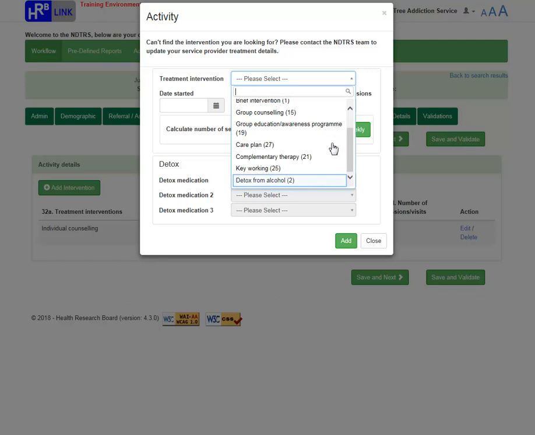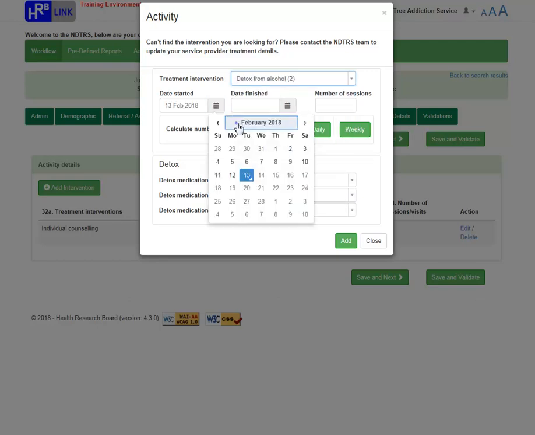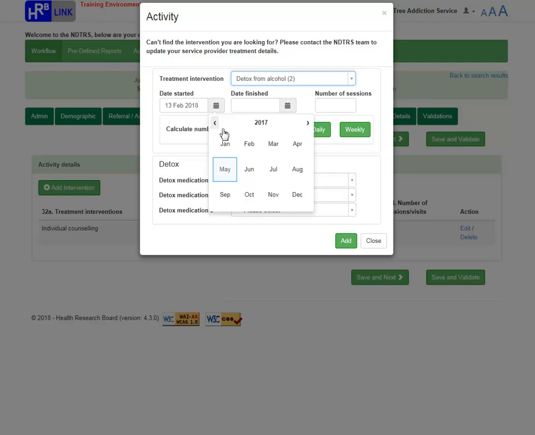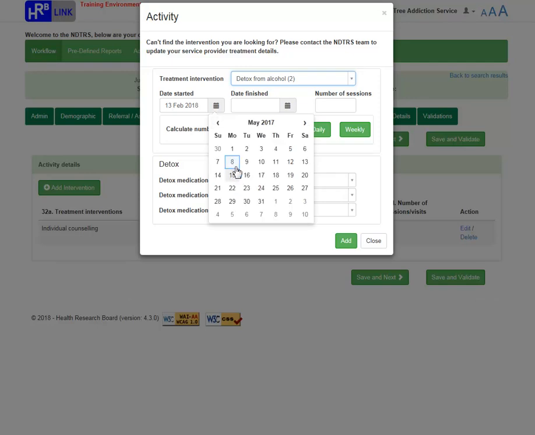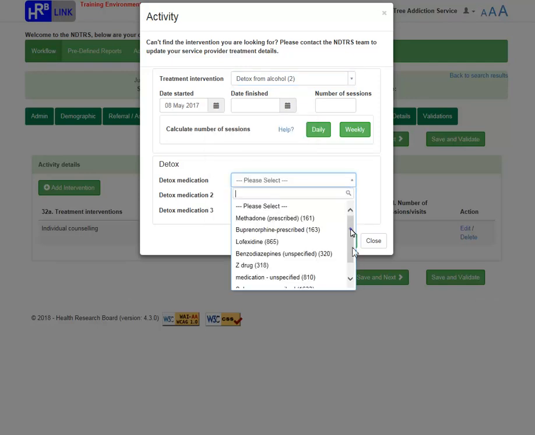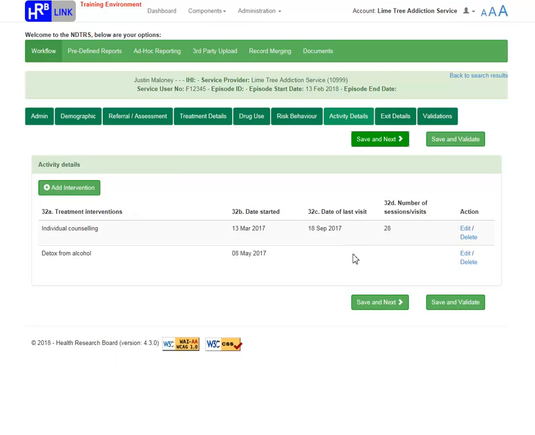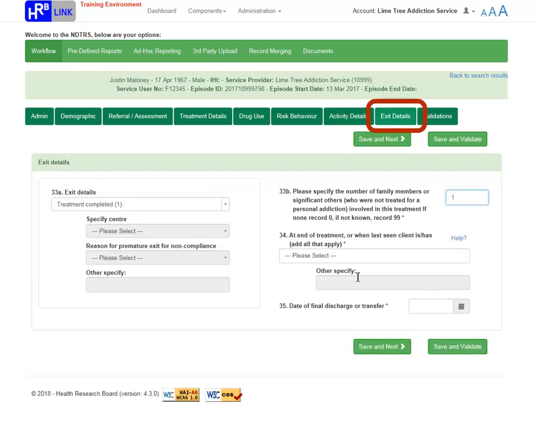The way detoxification is recorded on the NDTRS form has been changed. You can now record the specific drug that the service user is detoxing from. If the client has been transferred to another centre, this is now captured in question 33B, transfer or referral, in the exit details section.